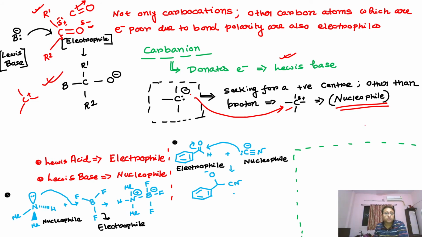So what we have understood from this lecture is that all Lewis acids are basically electrophiles, because a Lewis acid loves to accept electrons, so that's why they are also called electrophiles. On the other hand, all Lewis bases are nucleophiles because they will try to donate electrons to some electron deficient center or positive center. So all Lewis bases are nothing but nucleophiles.